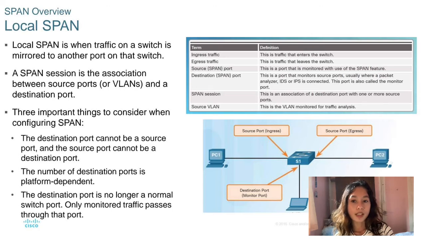And these are the terms of local SPAN. Ingress traffic is traffic that enters the switch. Egress traffic is traffic that leaves the switch. Source SPAN port is a port that is monitored with the use of the SPAN feature. Destination SPAN port is a port that monitors source ports, usually where a packet analyzer, IDS, or IPS is connected. This port is also called the monitor port. SPAN session is an association of a destination port with one or more source ports. And the last one is source VLAN, the VLAN monitored for traffic analysis.